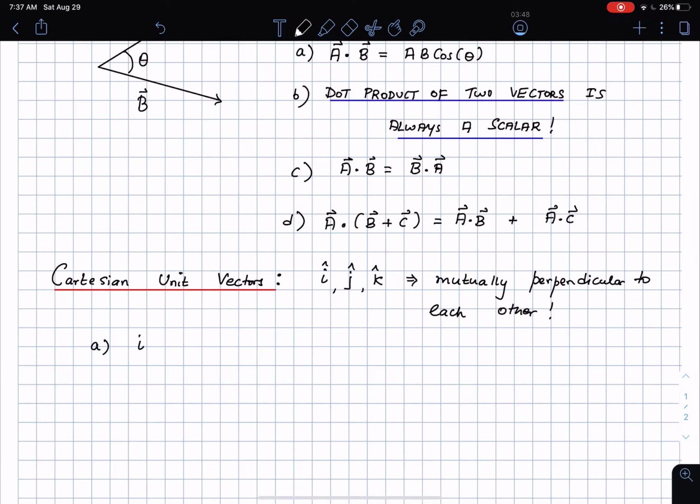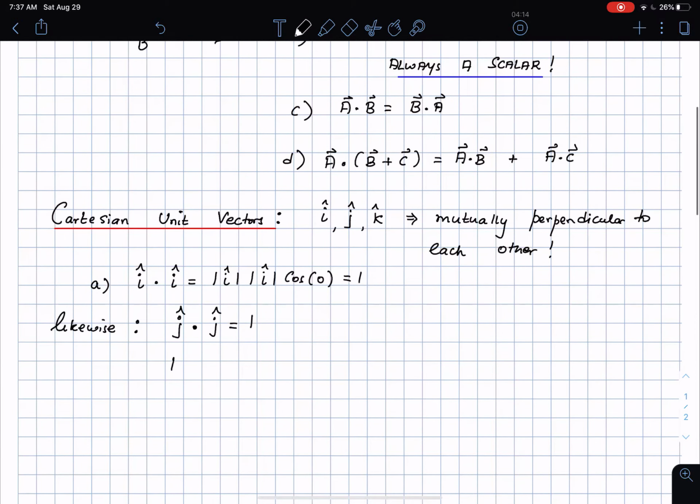If that is the case, then here is what you'll see. If I take unit vector i and dot it with itself, this is going to be the magnitude of i times the magnitude of i times the cosine of the angle between i and i, which is 0. So this is just going to give me 1. Likewise, j dotted with j is equal to 1, and k dotted with k is equal to 1.